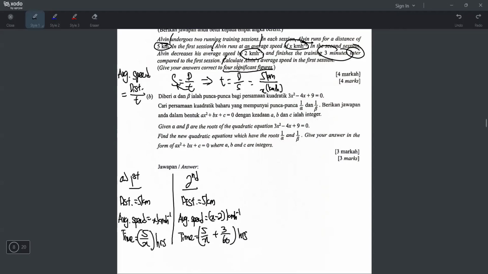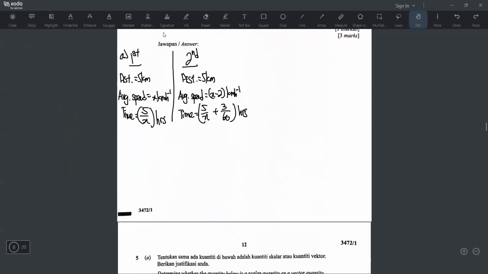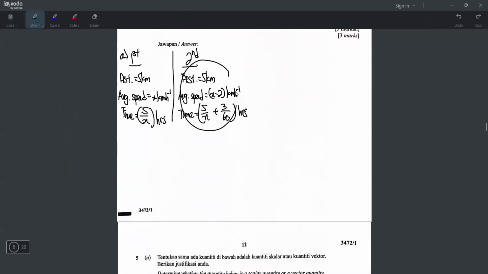Now they want you to calculate Alvin's average speed in the first session. That means they want to find x. Because the first session's average speed is x, right? So how can we find x? Okay, I will find it by using the second session's info. Because the first session info cannot help us. Because the speed equals distance over time already. So we can use this.